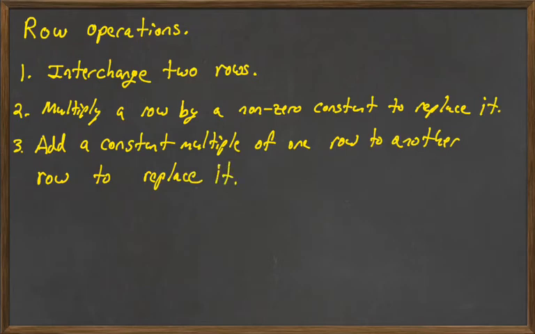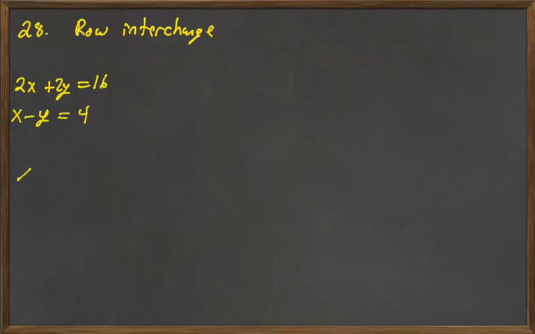So we're going to do a little bit of illustration of what each one of these looks like, both with a system of equations and also with the matrix. We're going to do a row interchange, or you can call it a row swap if you want. So here we'll take the system of equations, 2x plus 2y equals 16, and x minus y equals 4. If we wanted to do a row swap, basically you're rearranging the two equations. You're writing the bottom equation on top and the top equation on the bottom. That's what a row change is.